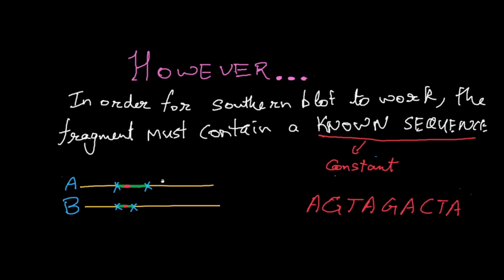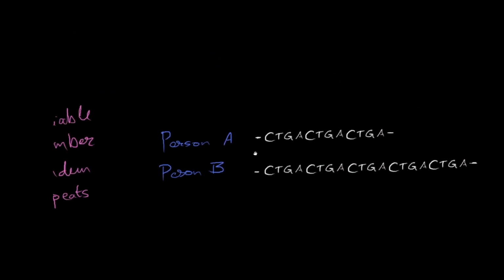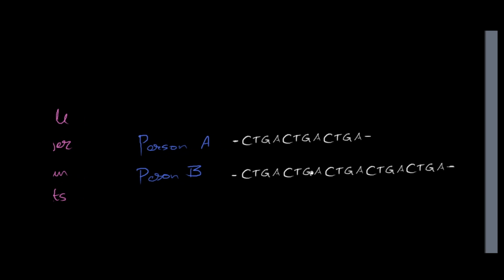Is there any other way that you could satisfy this requirement of having a fragment that has a constant sequence, and also varies in size across people? Well, it turns out yes. What if you had a situation like this? Okay, so maybe there's a part of the DNA which has these repeating units. So you take a look at the CGTA, and you can see that the CGTA is repeating. Okay, so person A has 3 repetitions of CGTA, and person B has 5 repetitions of CGTA.